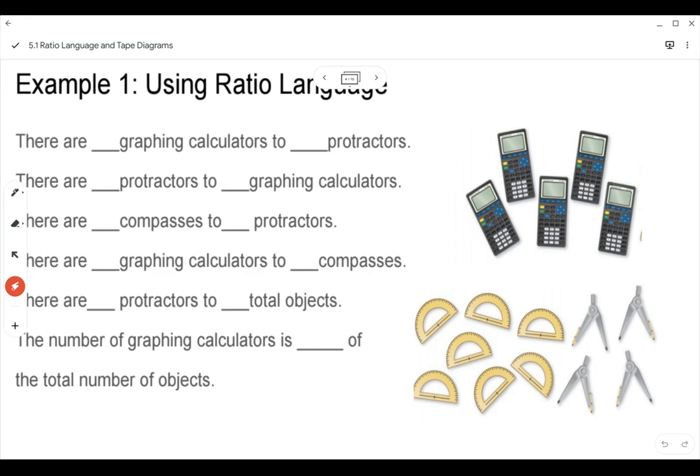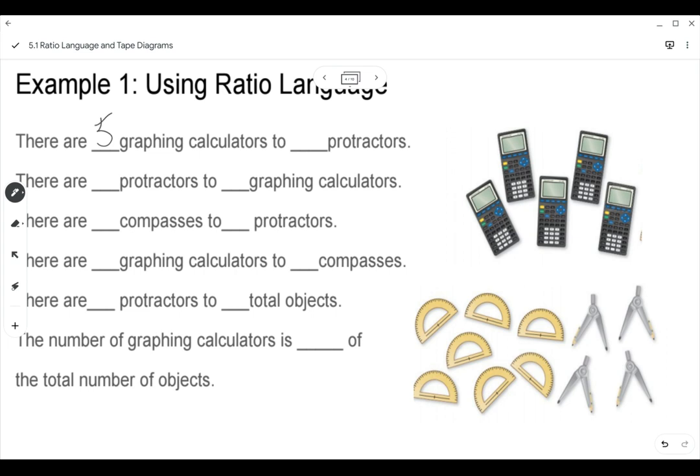All right, example 1: using ratio language. In our notes, we're going to write example 1, using ratio language, and when we're done, we're going to write some sentence stems that we see. So we have here the group of calculators, protractors, and compasses, and we can write some ratio statements to go along with this picture. We're not listing these items, we're comparing their quantities.